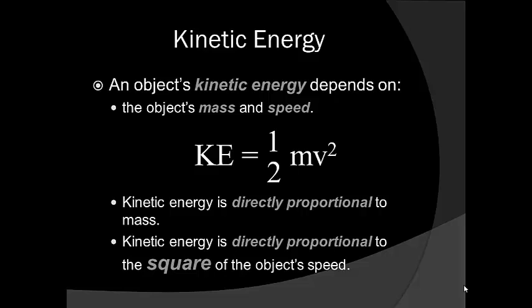Kinetic energy is directly proportional to the mass of the object. So if I have twice the mass, I'm going to have twice the kinetic energy. Kinetic energy is directly proportional to the square of the object's speed. So if I'm moving twice as fast, I'm actually going to have 4 times the amount of kinetic energy.